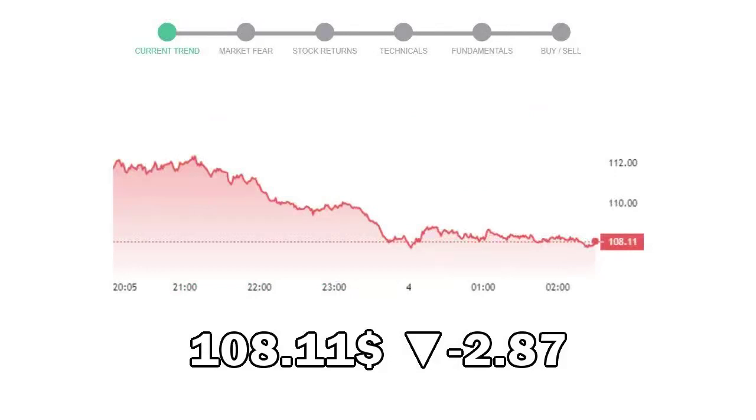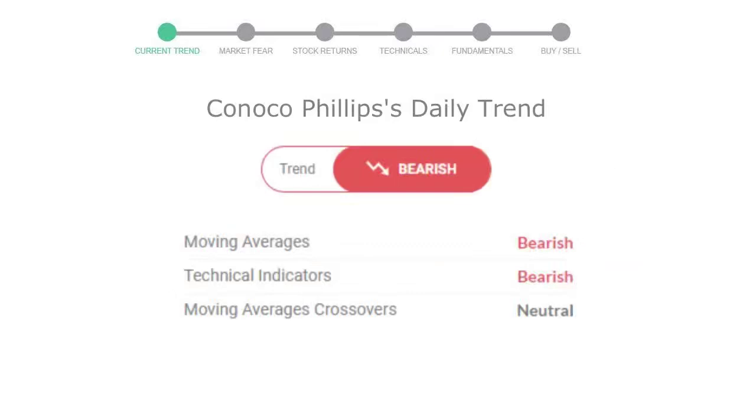Let's look at today's trend indicators. The moving average is bearish. Technical indication is in downtrend, and the overall daily trend for the stock is in a declining trend. Looking at weekly analysis, the weekly stock trend is in a declining trend.